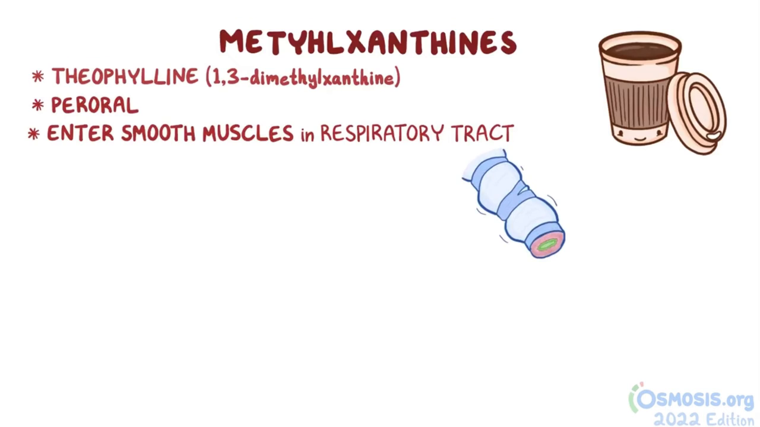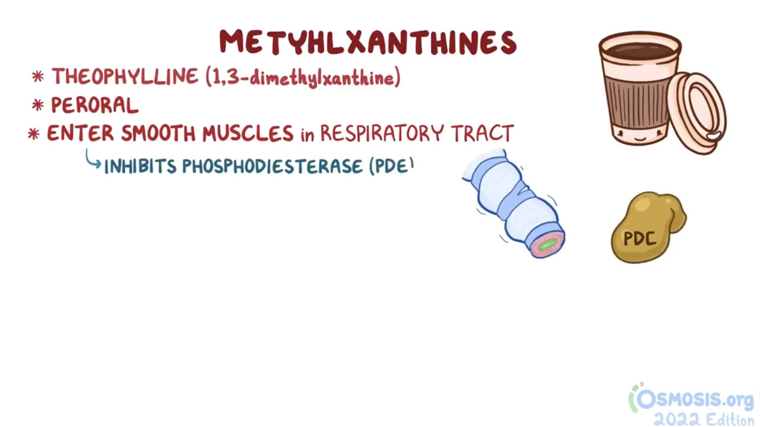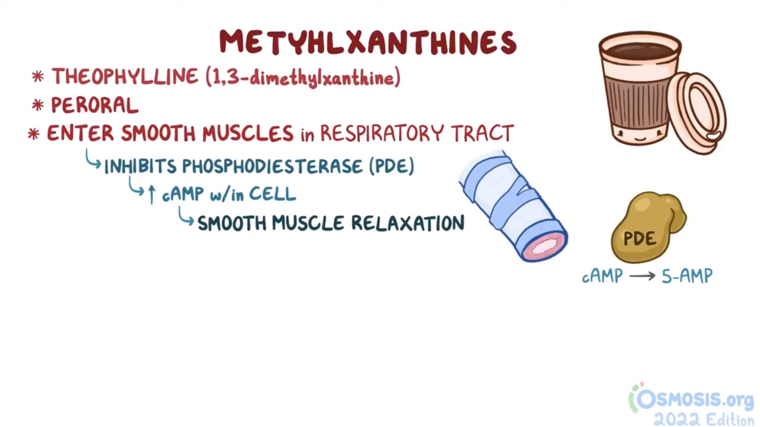Once there, theophylline inhibits the enzyme phosphodiesterase, or PDE, which converts cAMP into an inactive form, called 5'-AMP. This increases the level of cAMP within the cell, and triggers smooth muscle relaxation. Besides its use in asthma, theophylline is also used as a bronchodilator in COPD.